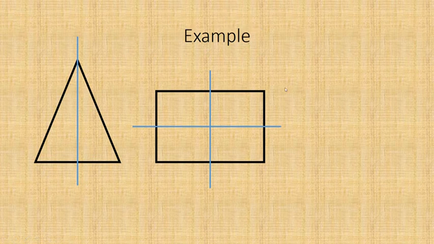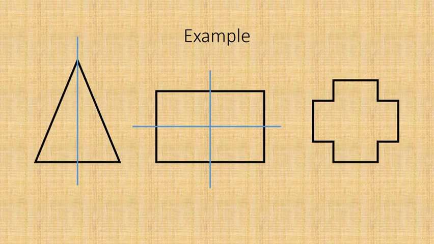Okay, let's go to the third example. Here, the third example is just this shape. Think with me about a line that, if I draw it here, is going to fold this shape into two identical halves. Hmm, think.